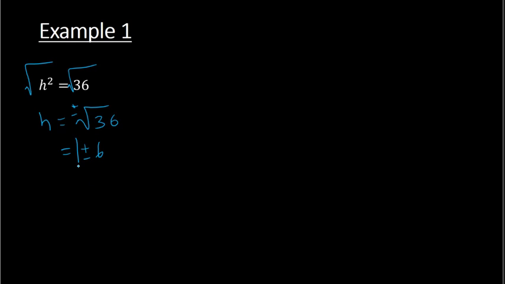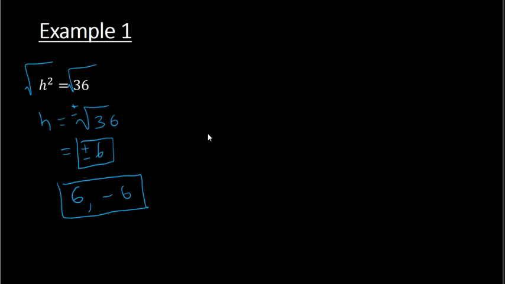I can write my answer like this, or I can write it as two separate answers where I have a positive 6 and then a negative 6. Either way, this is the same thing. And we can double check our answer because if we plug a 6 back in for h, 6 squared would be 36, and also negative 6 squared would equal 36.